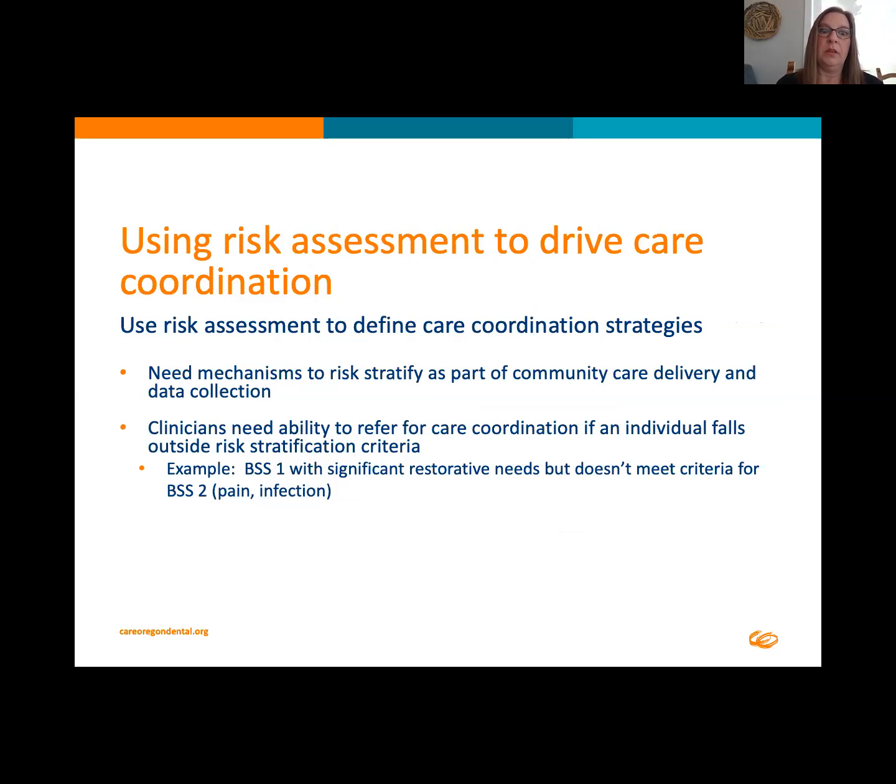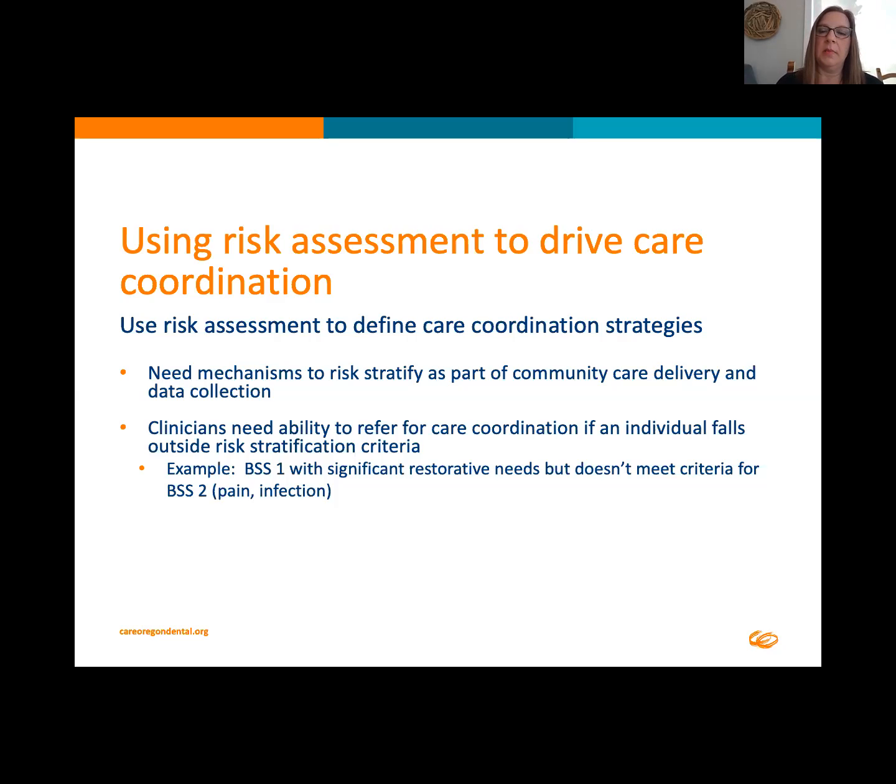Most of the programs that I'm working with are using BSS, and the BSS categories are very broad in the sense that the BSS 1 category has a lot of different clinical situations that fit into it, whereas BSS 2, the highest level, has a little bit more narrow definition around pain and infection. And I point that out because we have kids that would technically fall into the BSS 1 category, but really do need some care coordination and wraparound services and follow-up.